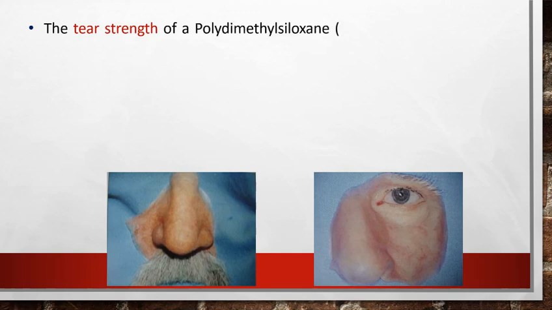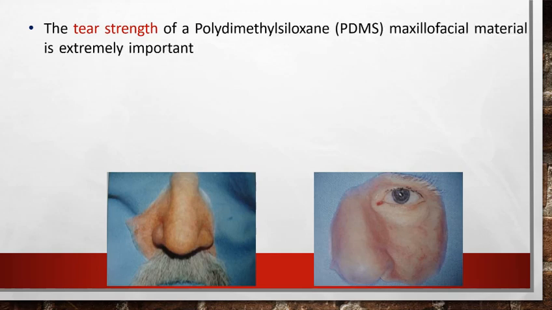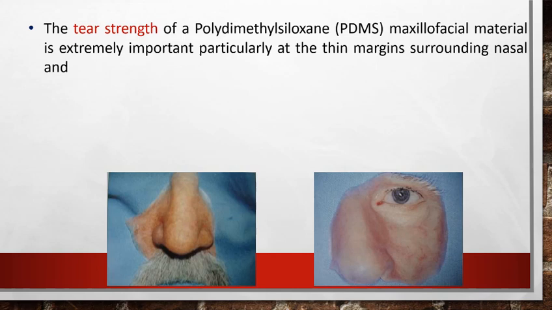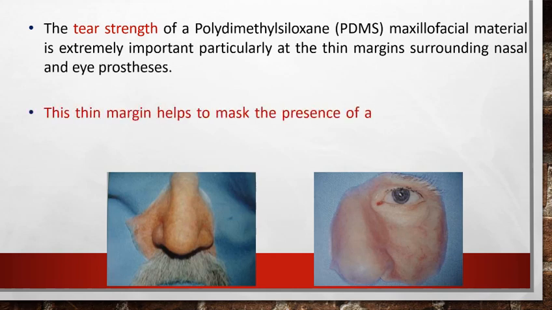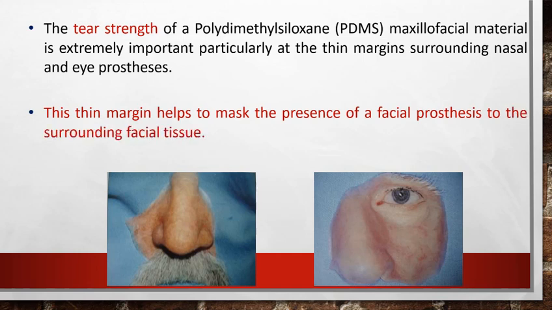The tear strength of a polydimethylsiloxane maxillofacial material is extremely important, particularly at the thin margins surrounding nasal and eye prostheses. This thin margin helps to mask the presence of the facial prosthesis to the surrounding tissue.